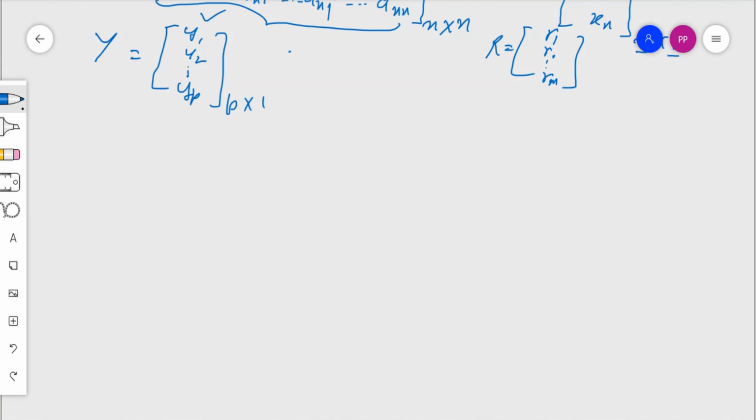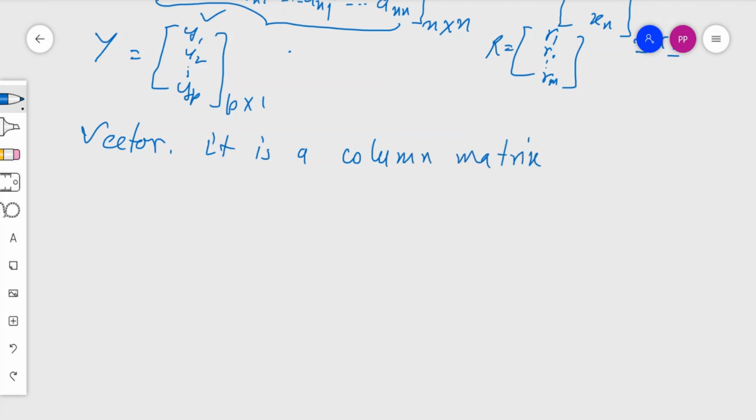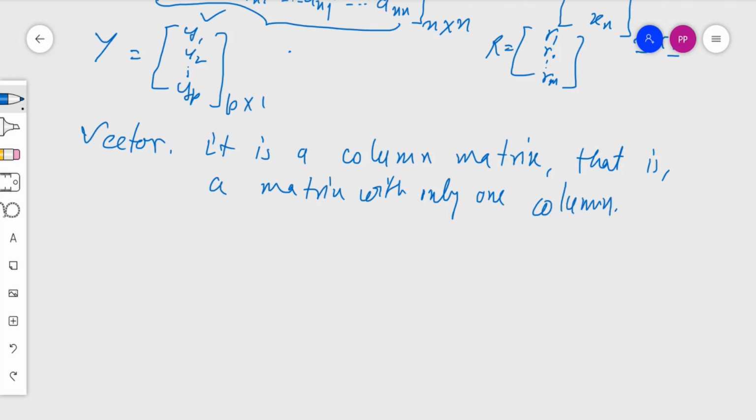A vector is a column matrix, that is, a matrix with only one column. So we have the example of x equal to x1, x2, up to xn. This is n by 1, so this is a vector.